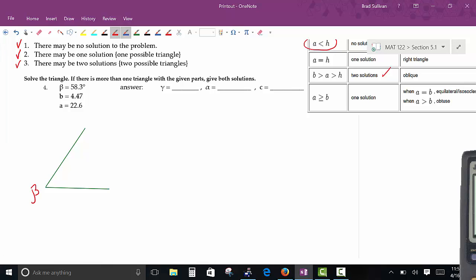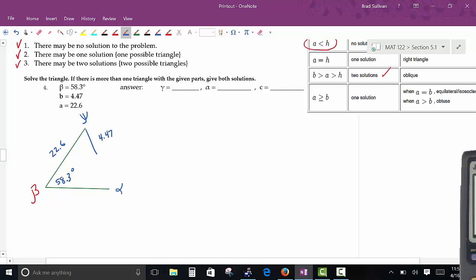And that's going to be given as 58.3 degrees. Okay, that's set, that can't change. That would mean that this side right here, this side B, we're going to say that's 4.47. And then side A, I've got an angle, then I've got a side, then I've got another side. So I'm going to call this side 22.6, and I'm going to call this potentially the angle alpha and the angle gamma like that. So you have an ASS case like that.